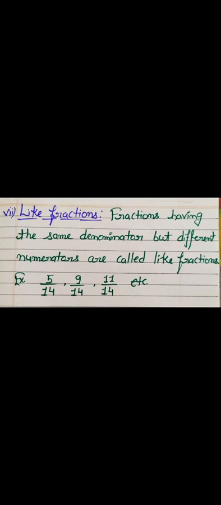Next is like fraction. Fractions having the same denominator but different numerators are called like fractions. As you can see in the example, 5 upon 14, 9 upon 14, 11 upon 14. In all three, the denominator value is the same. So these kinds of fractions are called like fractions.